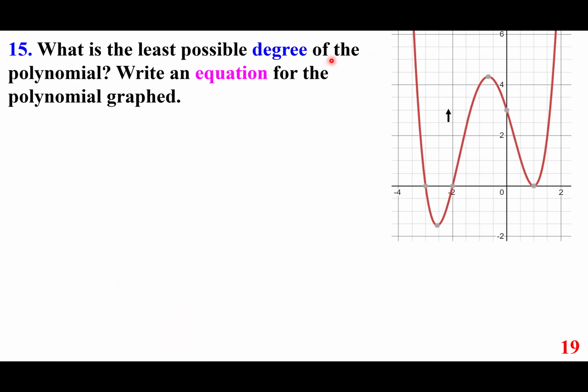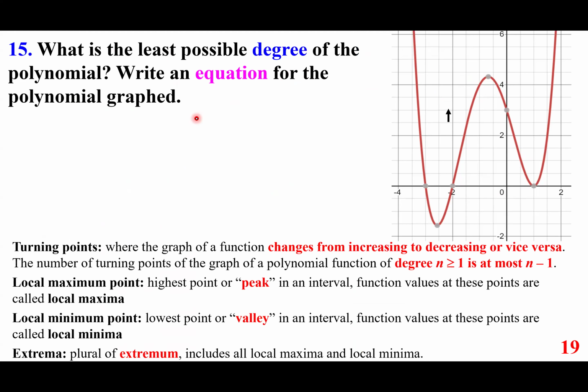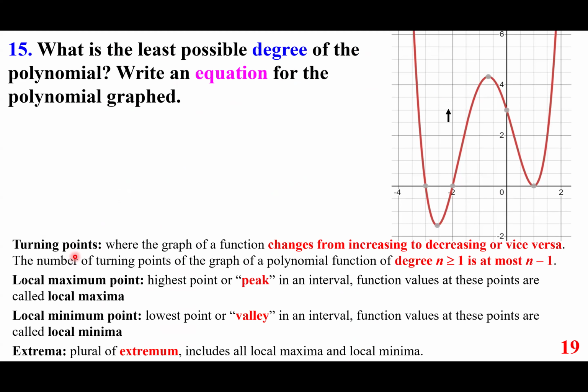What is the least possible degree of the polynomial? Write an equation for the polynomial graph. So first and foremost, let's go with some theorems. Turning points are where the graph of a function changes from increasing to decreasing, or vice versa. This is from decreasing to increasing. This is increasing to decreasing.